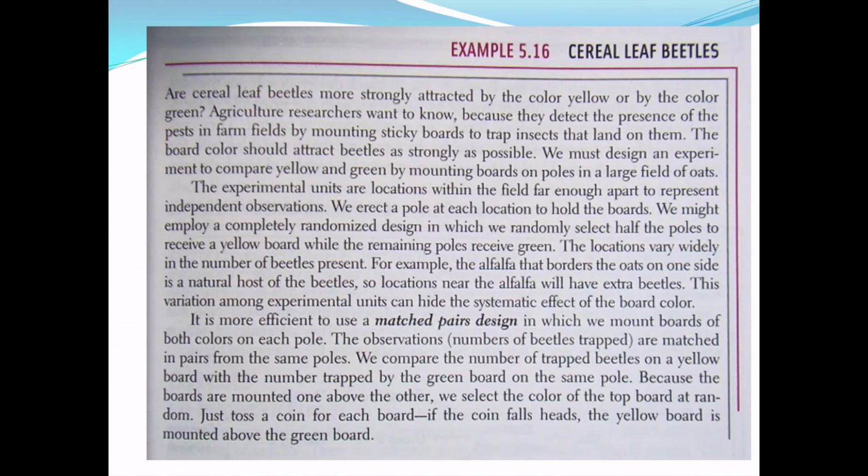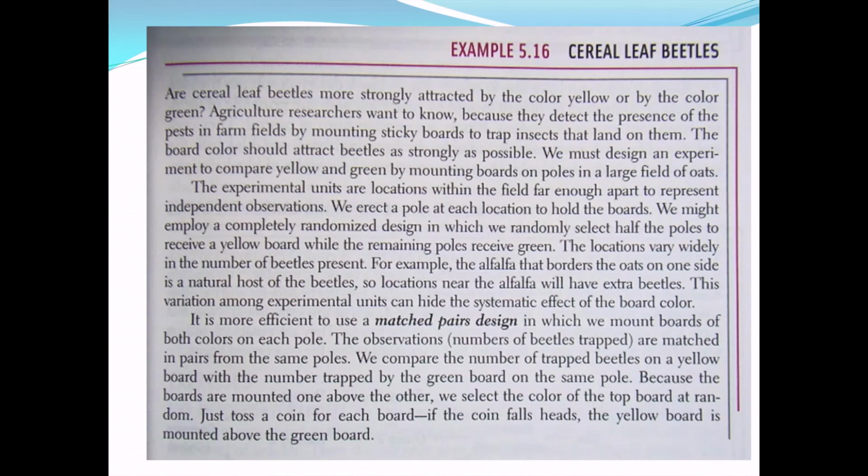Well, the issue that they run into here is that if the poles are located too close to the boundary of the oat field, they are bounded by alfalfa. And alfalfa is a natural food source for these cereal leaf beetles. So if you stick a board there, you're just going to get more insects because there's going to be more insects there. So if there are a bunch of yellow ones there, then yellow may seem like a better color than green, when in fact it's just the effect of the alfalfa.